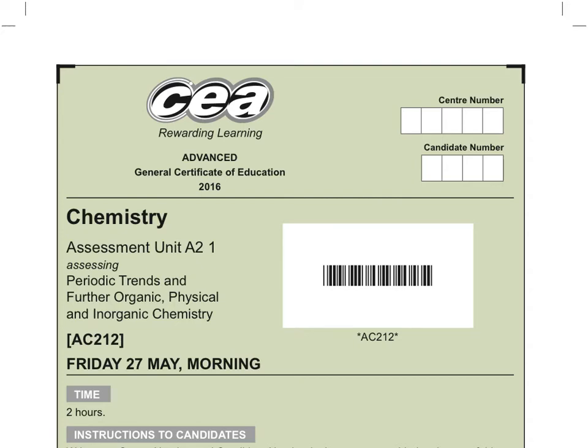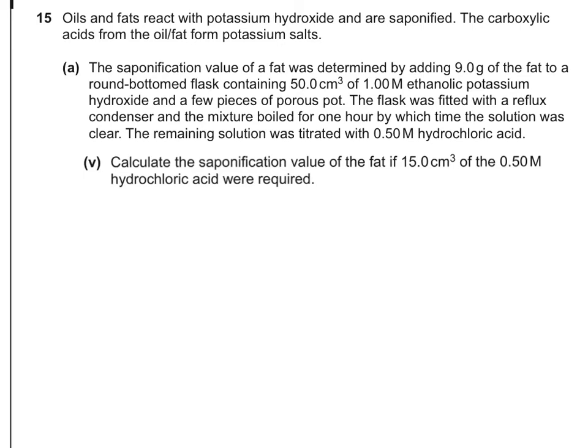So this is May 2016 and it's question 15a. The question is asking us to calculate the saponification value of the fat. Before we do that, we need to think about the chemistry that's happening here, and that's explained at the start of the question in part A. So think about the process that's happening here.